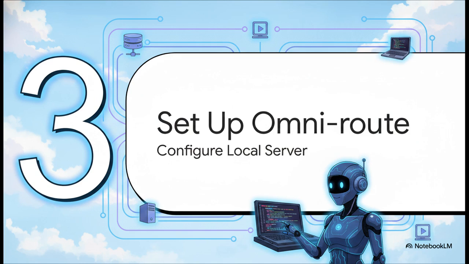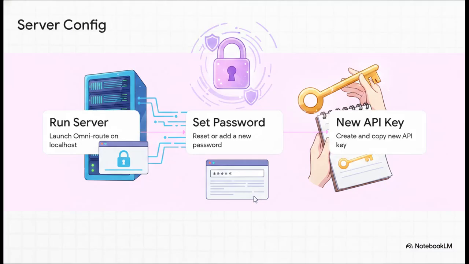Okay, section 3, setting up Omni Router. Time to configure the local server. So you'll start by launching the Omni Router server by simply clicking or running it, which pops open a localhost interface right there in your browser. Right off the bat, it might ask you to reset or add a password. You'll actually get a prompt in your terminal to do this, so just follow it and add a new secure password. Once you're inside the interface, navigate over to your API settings.